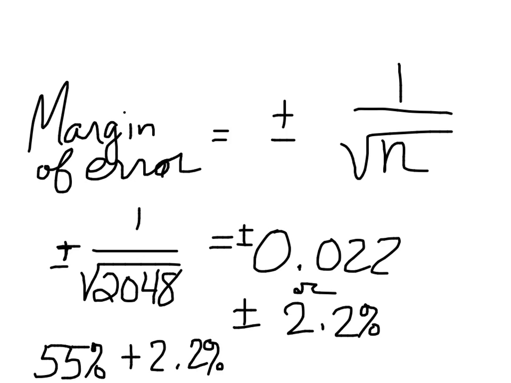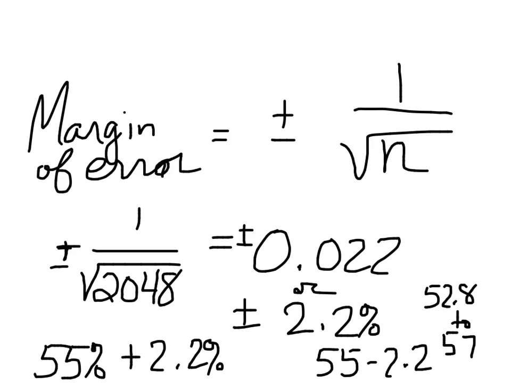And if you add 2.2 to get the top end, how do you get the bottom end? Right, 55 minus 2.2. So what was 55 minus 2.2? 52.8. And what's 55 plus 2.2? 57.2. So when we survey people, it should be somewhere in that ballpark range of people saying that TV is their main source of news.